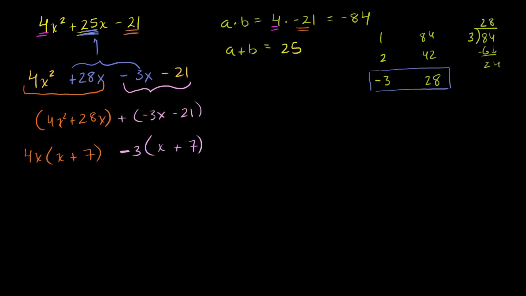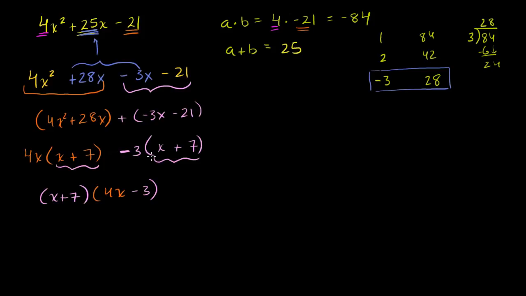So what can we do here? We have x plus 7 times 4x. We have an x plus 7 times negative 3. Let's factor out the x plus 7. We get x plus 7 times 4x minus that 3 right there. And we've factored our quadratic by grouping, and we factored it into two binomials.